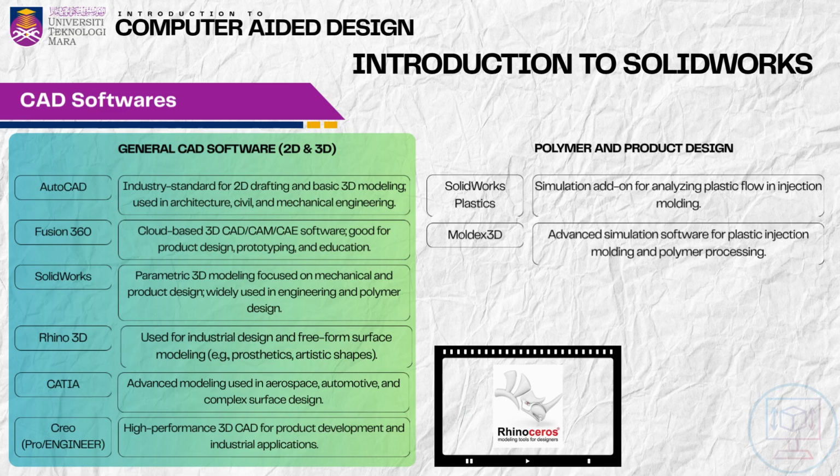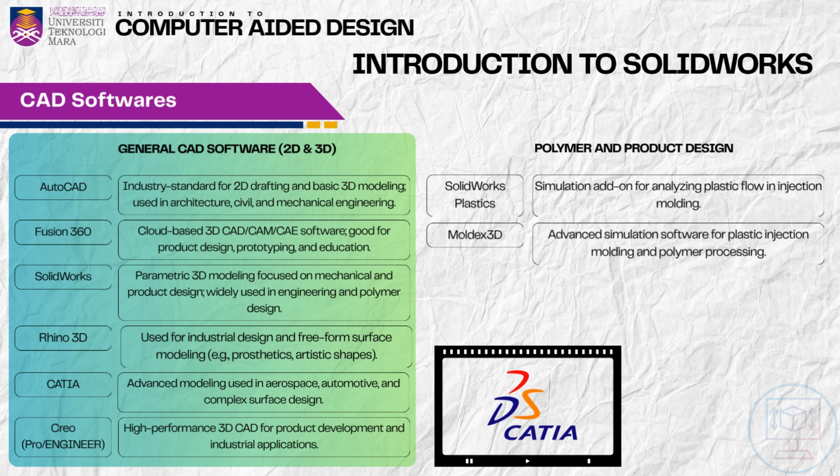For more advanced needs, especially in high-precision industries, we have CATIA. Developed by Dassault Systems, which is the same company behind SolidWorks, CATIA is extensively used in aerospace, automotive, and marine design. It offers robust tools for surface modeling and systems engineering, making it suitable for designing large and highly intricate assemblies.